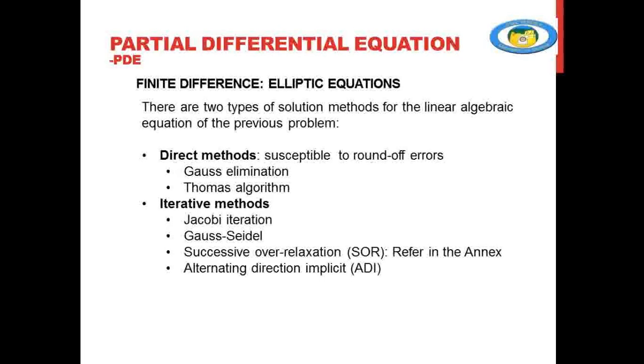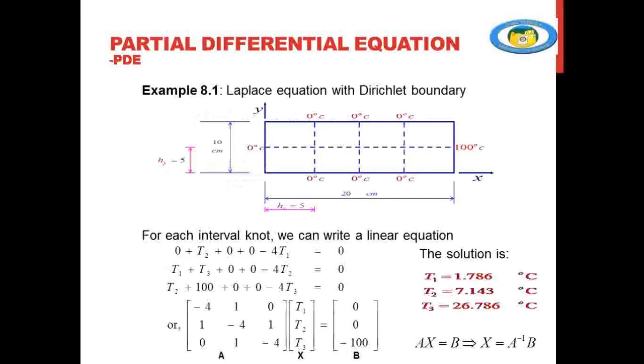Now, let's look at an example. Here you have a certain bar along the y-axis and along the x-axis. Temperatures are given. Those are basically boundary conditions. They are specified as constants. We are asked to find the temperature at each of the interior nodes, basically.